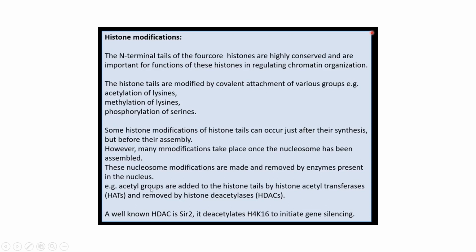So if there is an acetylation in the histone tail, then that gene is generally transcriptionally active. But if there is a deacetylation of histone, that gene is transcriptionally repressed. So that is the role of acetylation: it neutralizes the positive charge on the histone and allows the DNA to loosen from its interaction. It loosens the electrostatic interaction between the histone and the DNA.